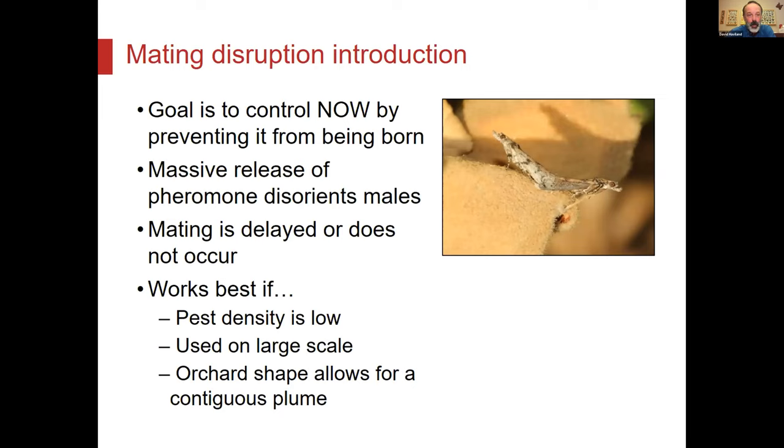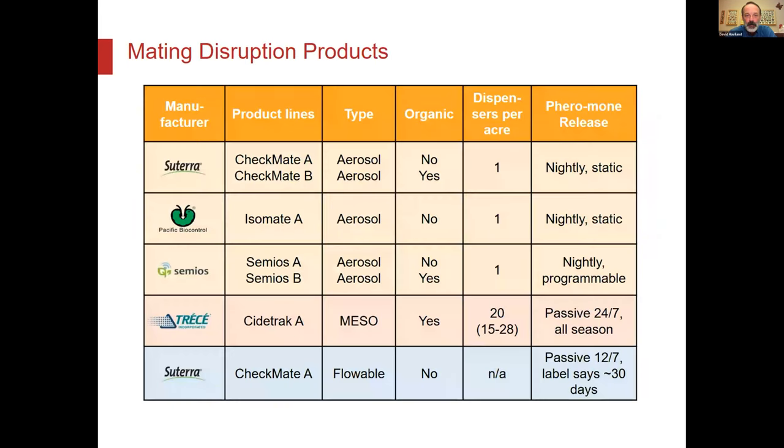What we're trying to do here is prevent navel orangeworm from being born in the first place. So we're putting out lots of pheromone and trying to keep them from getting together. It works best when the population's low, but it can work at any population. It's best on a larger scale than a smaller scale, and in fairly contiguous orchards, that's the best because you can get a solid plume of pheromone.